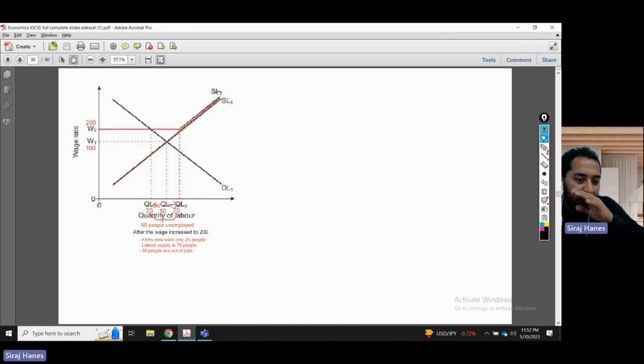But there can be a problem because of the higher wage rate. The supply of labor is 75. But the demand for labor is only 25. The firms will be like, I do not want to employ anymore. 50 people may be unemployed. Now, this is a little problem there.